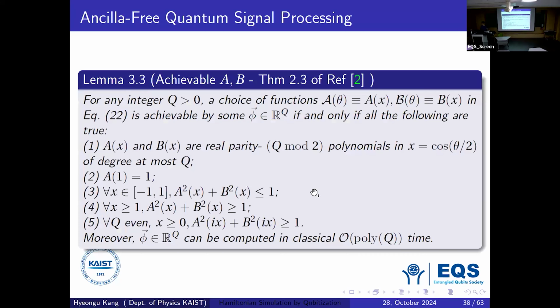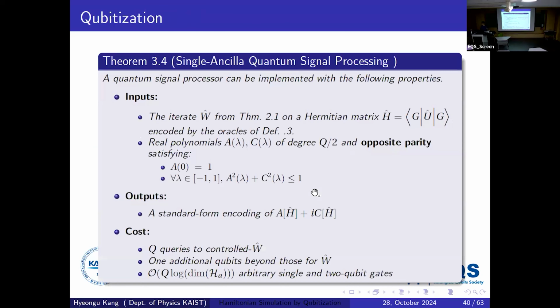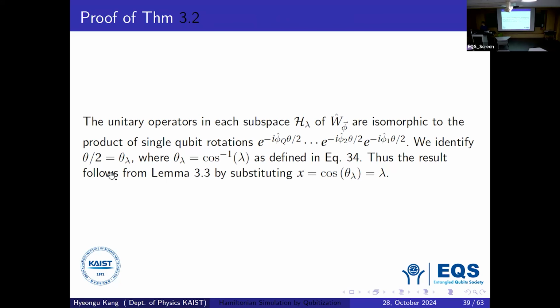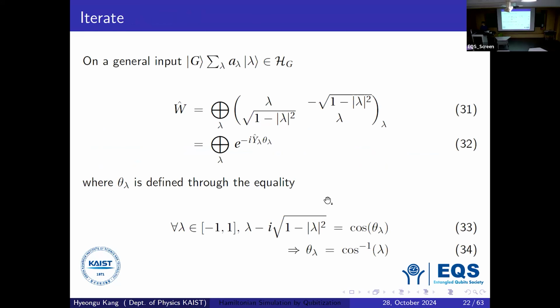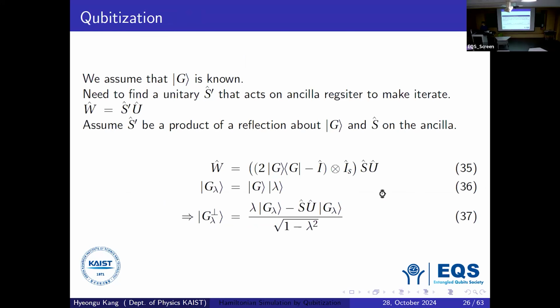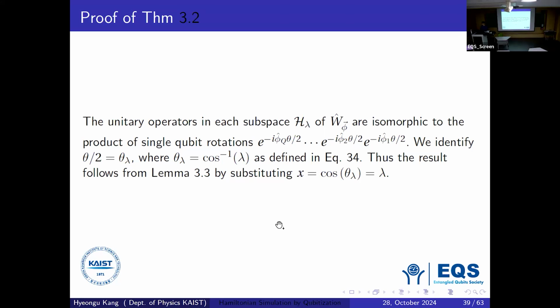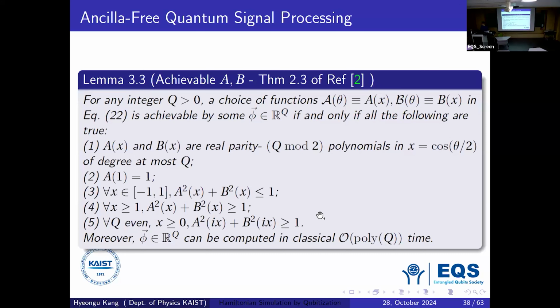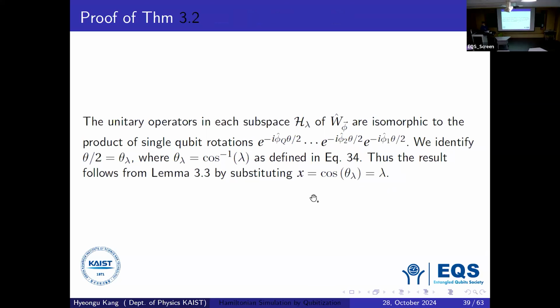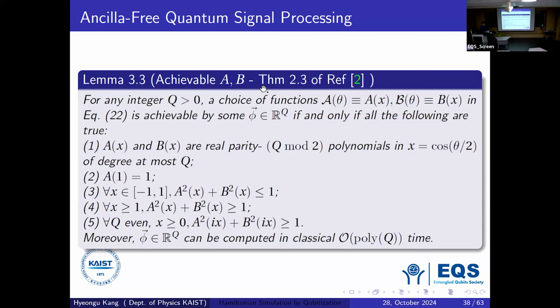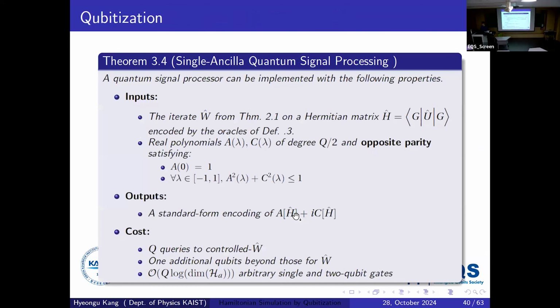And we identify zeta lambda as this, and we can recall that zeta lambda is defined as this one. So from lemma 3.3, we can get the direct answer by this one. This is from the reference, and it is a lengthy thing, and I cannot cover all the parts, so I will just refer to the reference.